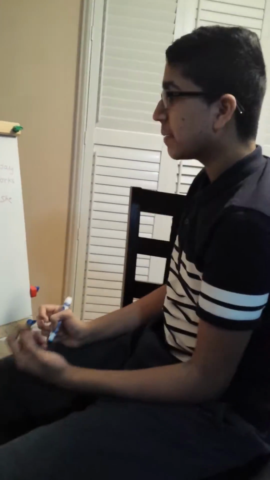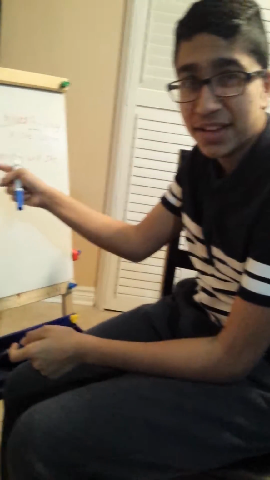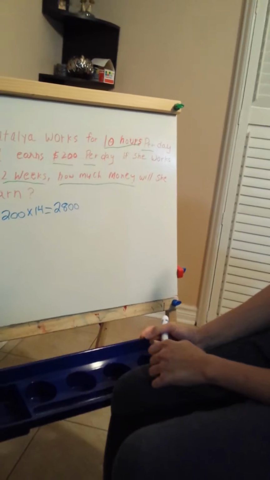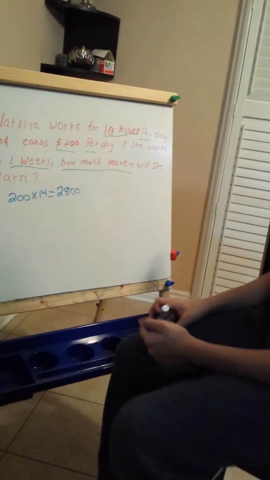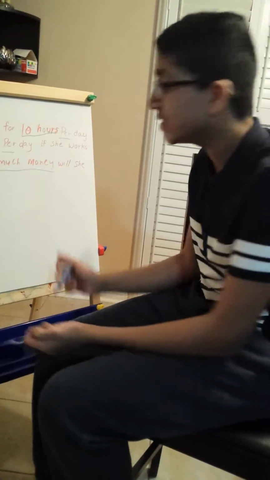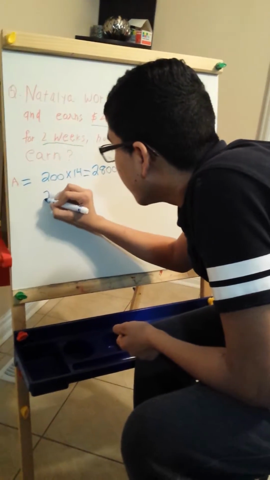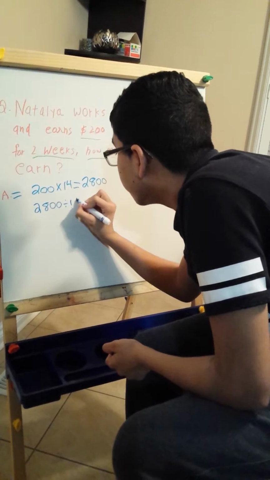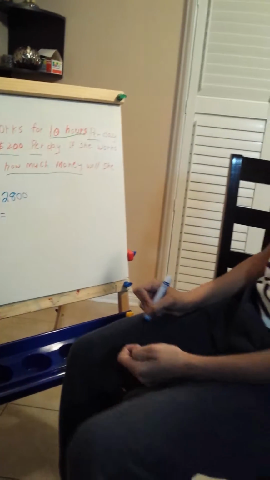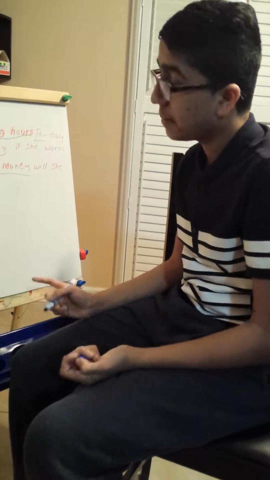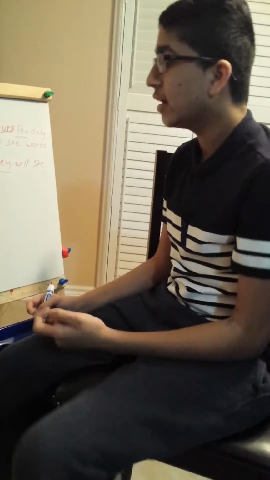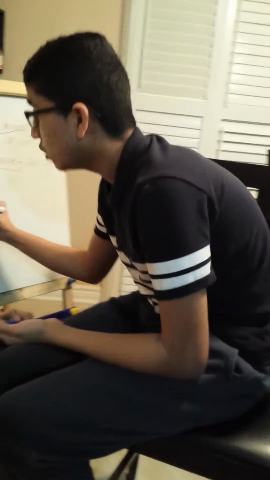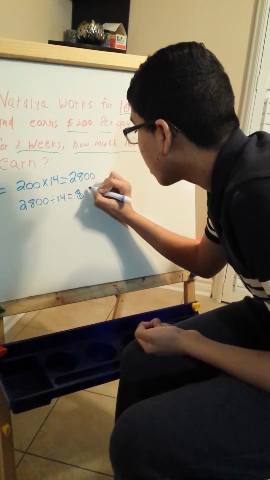That's the full answer. But if you want to justify your answer, all you have to do is divide 2,800, which is how much money she earned in 2 weeks, by how many days there are. So 2 weeks, which is 14 days. So 2,800 divided by 14. And if you get the amount of money she earns every day, which is 200, that means you're right. That means the answer is correct. You guys can use a calculator and everything, but I know it's $200, which is the right answer.